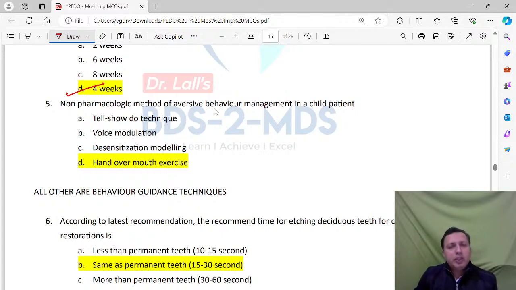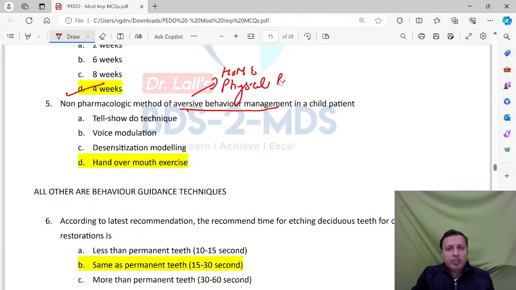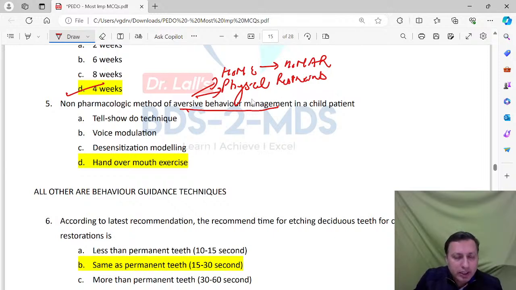Now, the non-pharmacological methods of behavior management in a child patient are tell show do, voice modulation, desensitization, modeling, hand over mouth exercise. Now, they are asking about the aversive behavior management. In the aversive behavior management, we have two things. One is the hand over mouth exercise, and the second is the physical restraints. The hand over mouth exercise has a modification by Lampshire, that is hand over mouth, airway restricted, and the second is the physical restraint. So, the correct answer for this is hand over mouth exercise.